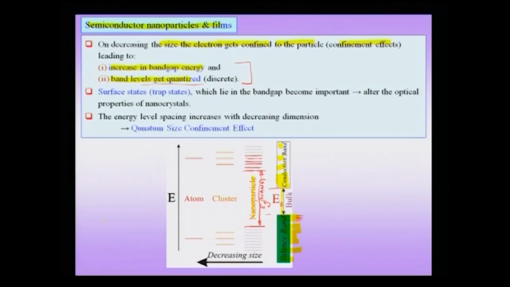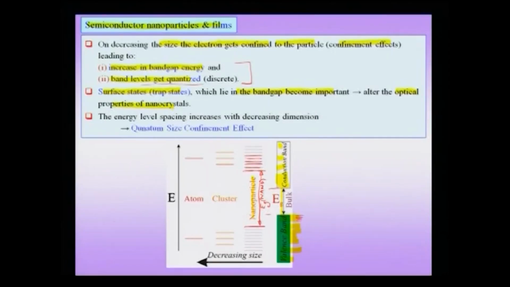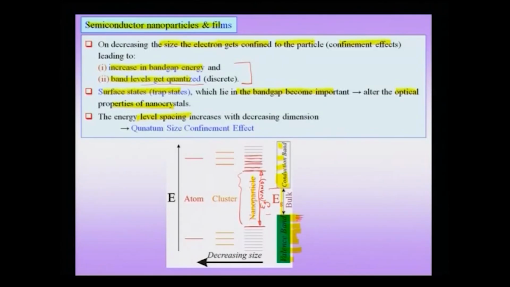Another important effect in semiconducting nanoparticles is that surface states or trap states can form, which lie in the band gap and become important, because now the optical properties of the nanocrystals are going to be dominated by the surface states, and therefore, there may be absorption. Suppose I am talking about a surface state lying in the band gap somewhere here, this is my band gap. This implies those surface states will absorb more strongly as compared to the inherent band gap edge, or the inherent E_G nano, and therefore, those will tend to dominate the optical properties of the semiconductor. So, the energy level spacing increases with decreasing dimension, and this is called a quantum confinement effect.